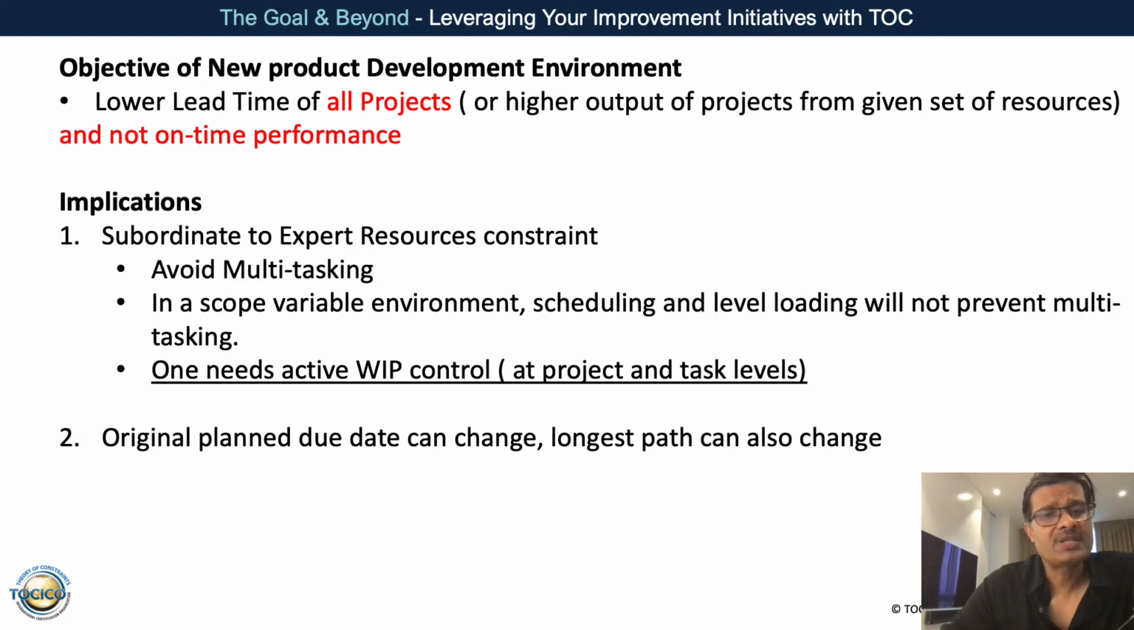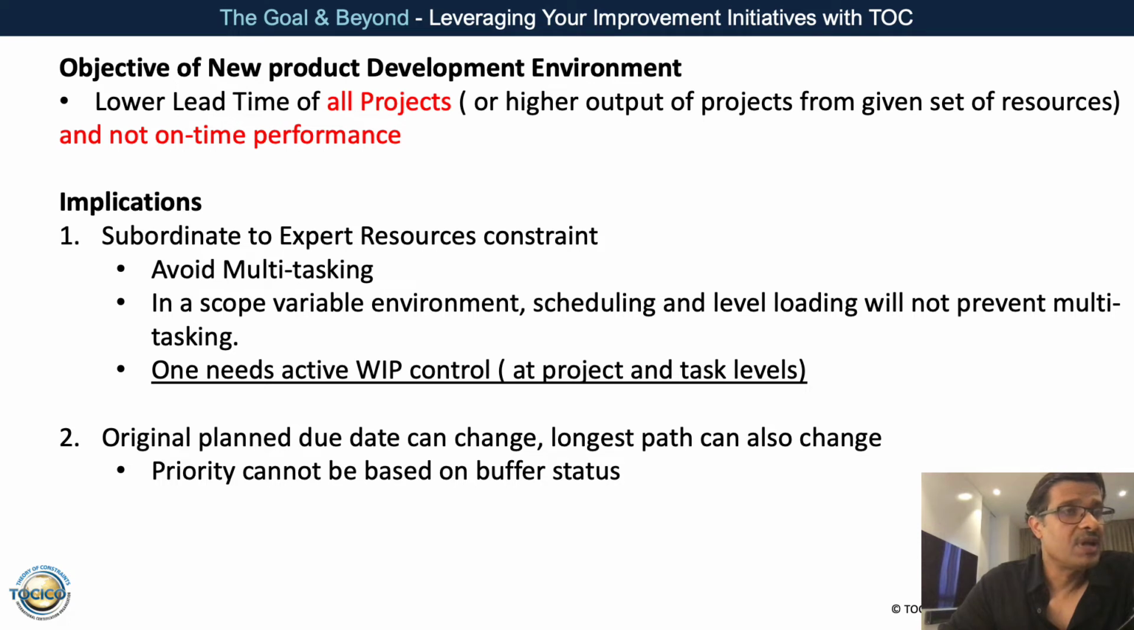Also, it's very important to understand that the original planned due date can change, so the longest path can also change, right? So we need to understand that the priority cannot be based on the buffer status, because we don't know what plan we have made. It can undergo a change, so we cannot take the buffer signals as the real signal. Otherwise we'll end up making a mistake. Whatever we thought was the longest path right now, if we decide to subordinate to it, we might find out in hindsight that the subordination decision was not correct, right?